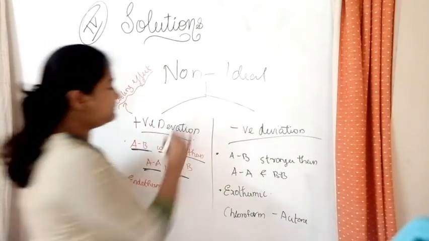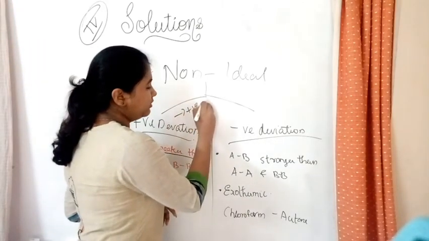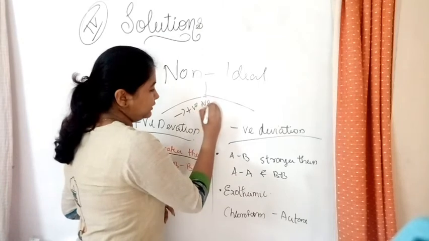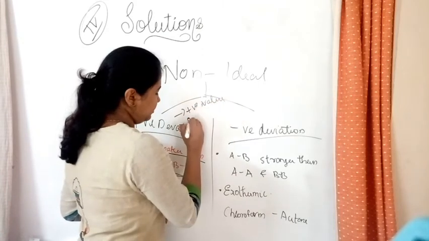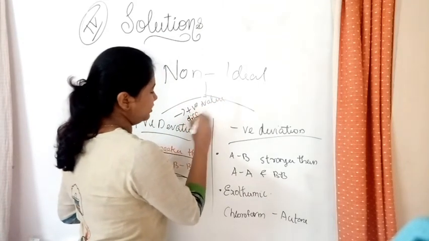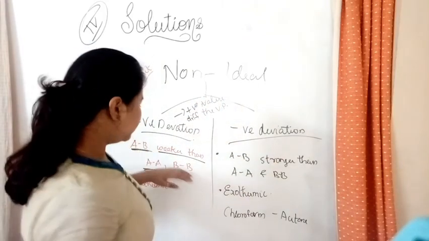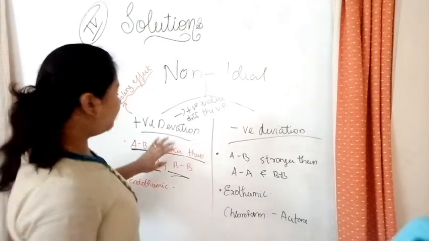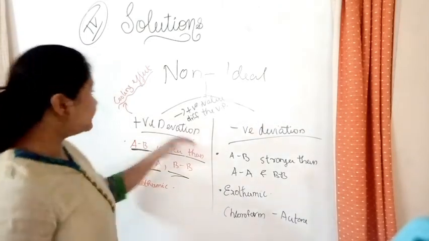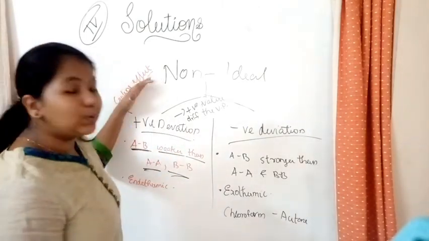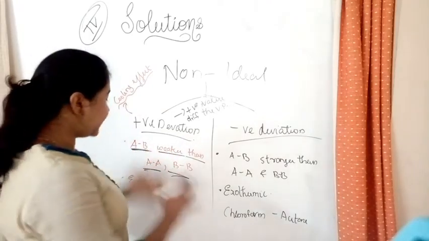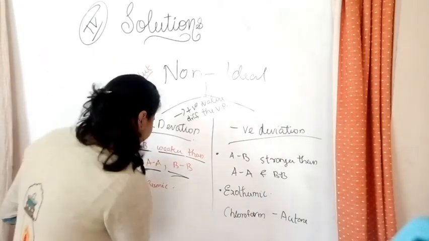Positive deviation: there is a positive value for the difference of what? The vapor pressure calculated. Okay, so that is this case. So over here, what is happening? It gives a cooling effect. That cooling effect is because this process is endothermic.